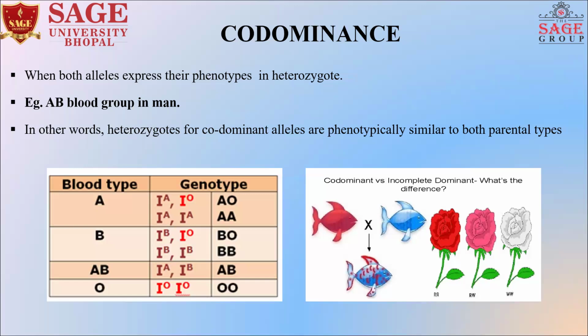If we want to observe the difference between codominance and incomplete dominance, in the given picture, in the type of fish, both the parents have blue color and red color, but in case of F1, both the colors are expressing themselves, both blue and red color, that is the codominance. And in case of incomplete dominance, if we observe the roses, one rose is red, one rose is white, but in case of F1, we are observing the pink color, means both the colors are expressing, but in an incomplete or partial way. So this is about the codominance.